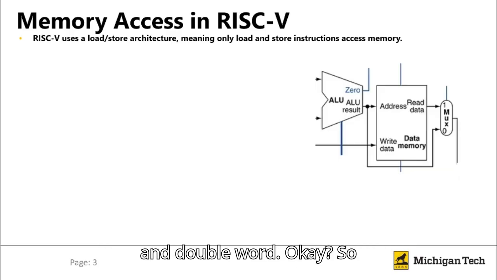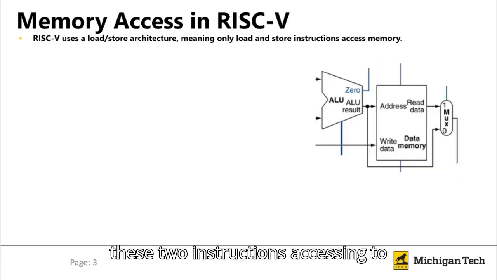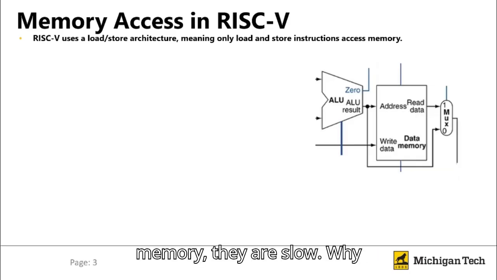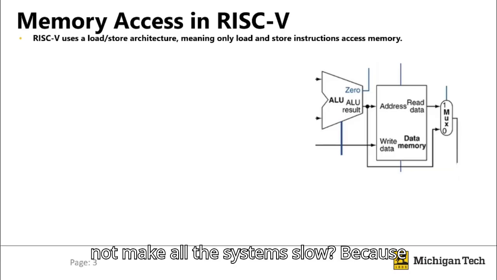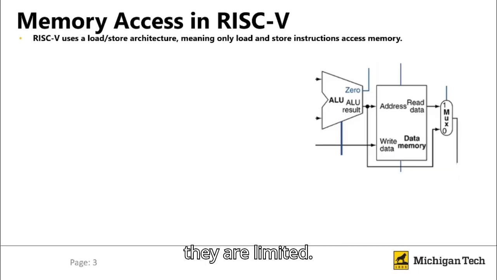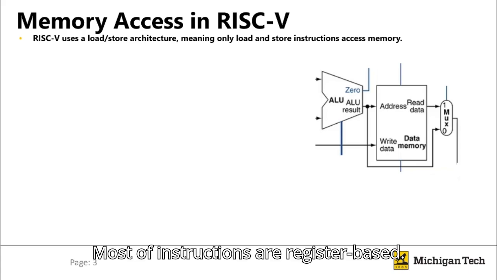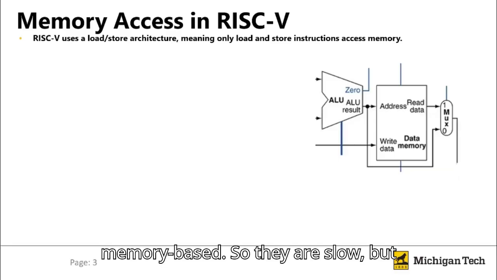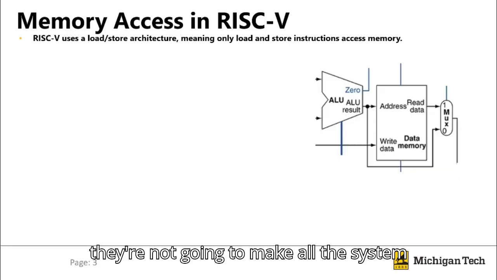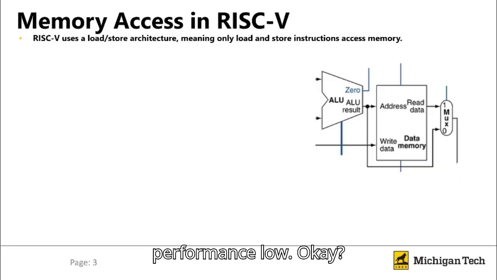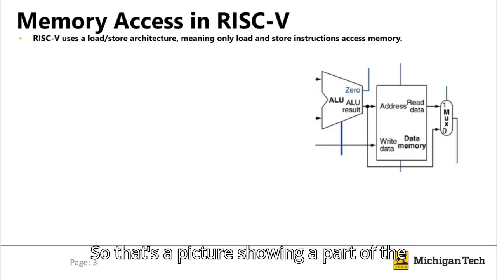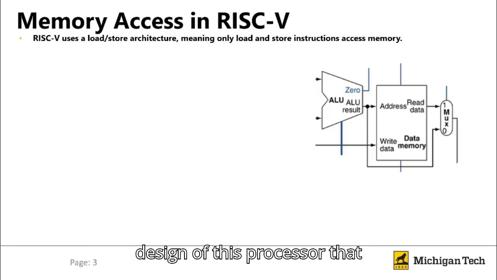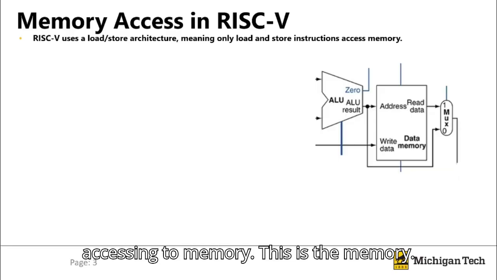Okay? So these two instructions accessing memory are slow. Why not make all the systems slow? Because they are limited. Most instructions are register based. Just these two instructions are memory based. So they are slow, but they're not going to make the whole system performance low. Okay. So that's a picture showing the part of the design of this processor that accesses memory.